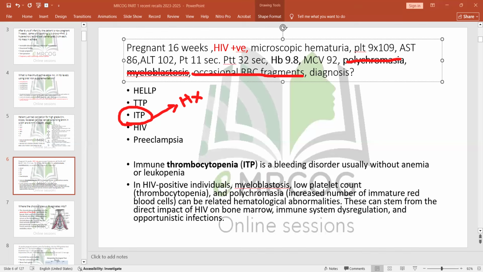ITP is someone who is having evidence of bleeding, which is here the microscopic hematuria. And she's having history of having frequent bleeding from her nose, from her gums, easily bruising, or even easily bleeding from any cut wound.